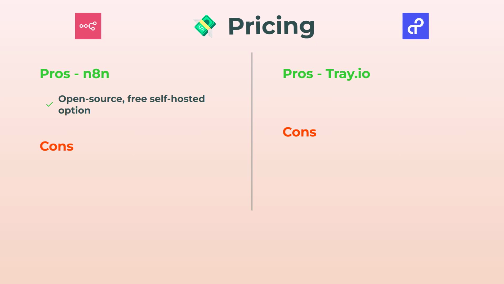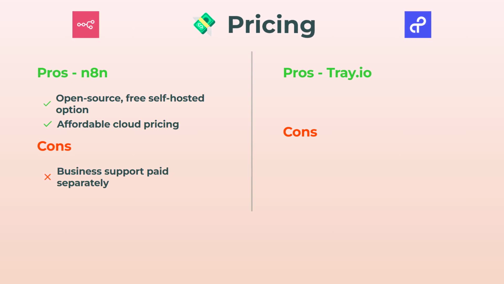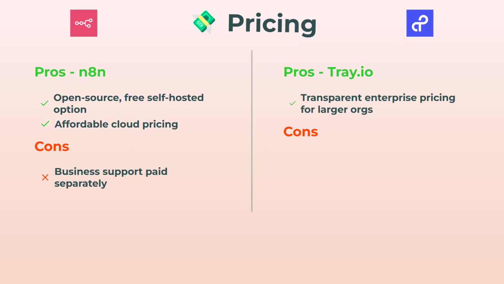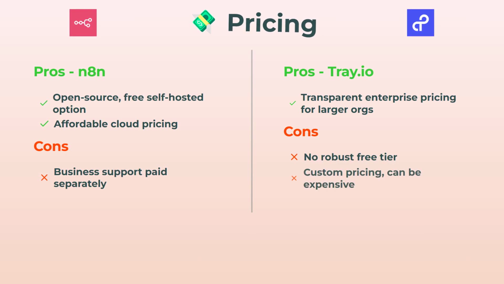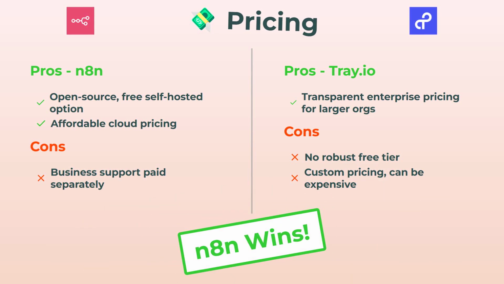First up, pricing. So N8N kind of takes the spotlight here. We're talking open source. You can literally self-host for free if you're that DIY type. Their cloud plans are pretty wallet-friendly, though heads up, if you want business-level support, you're going to pay extra. Tray.io, on the other hand, well, it's more like, show me the enterprise money. No real free tier, and pricing, let's be honest, it can run up fast. Not exactly what I'd call beginner-friendly.